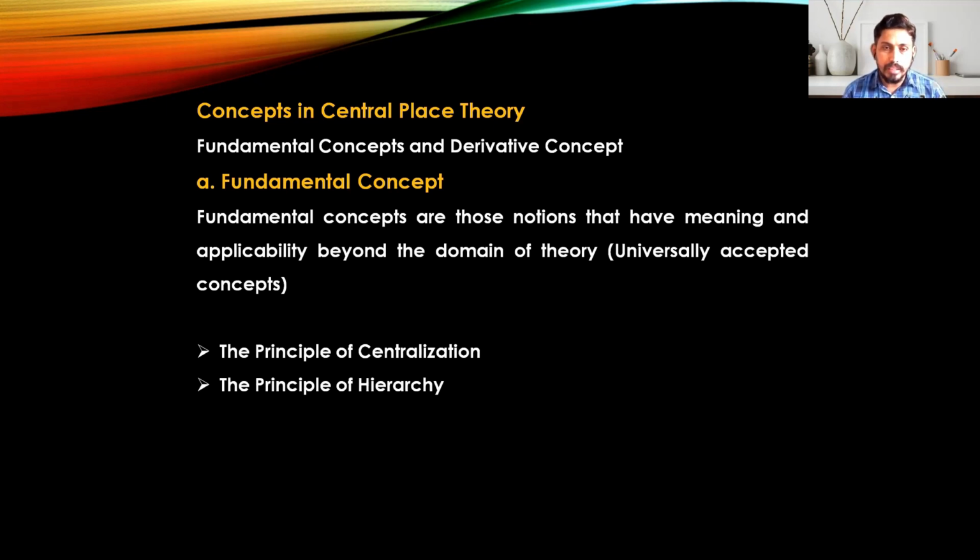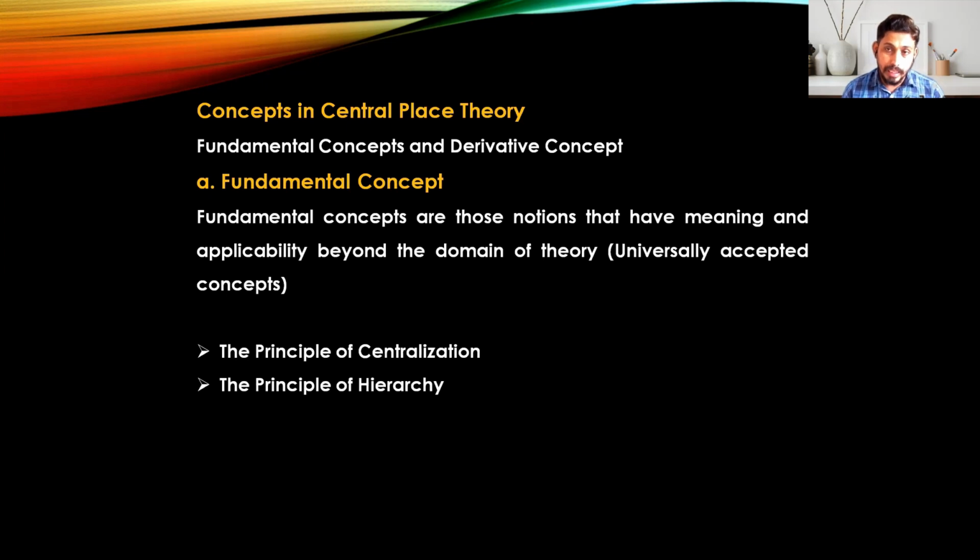Then the next one is the range of the good. The maximum distance that a consumer is prepared to travel to purchase a particular good or service is nothing but the range of the good. The range of the good is also associated with transportation cost. The person who lives very close to the central place has more money available as compared to the consumer who lives away from the central place, because the latter has to pay the transportation cost.